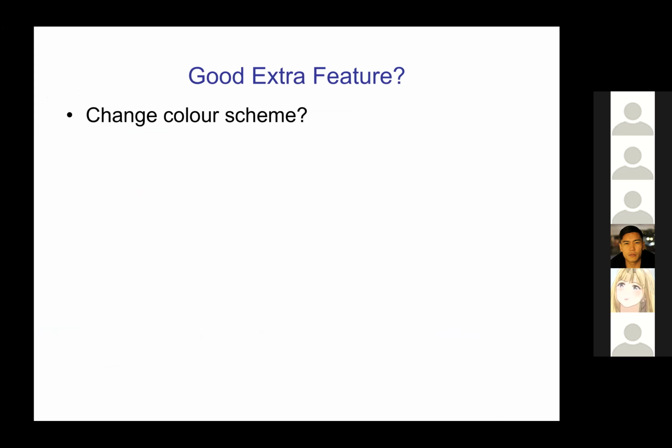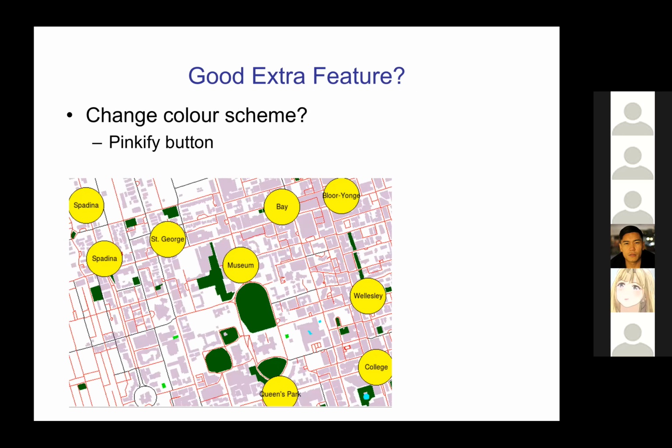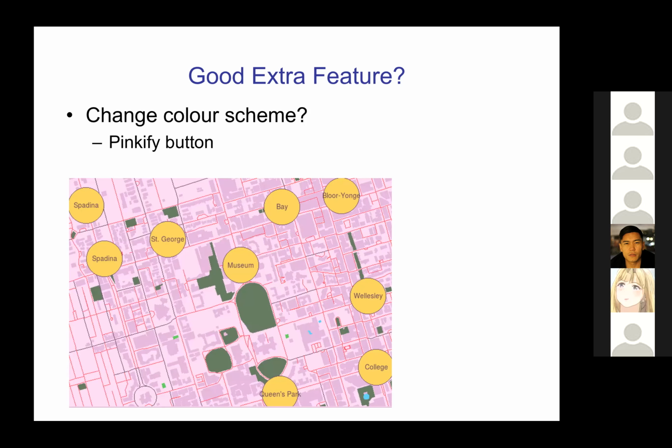Here's another extra feature that I proposed. Dr. Tallman's not too nuts about it. I want to change the color scheme. Okay, so I'm going to have a pinkify button. Okay, so here's the map normally. You click on the pinkify button and it gets more pink. Okay, and here's the really special part. You click on it again, it gets more pink still. So you just keep making it more and more pink the more times you click on it.